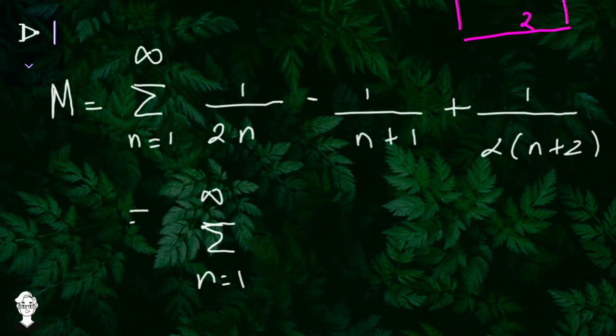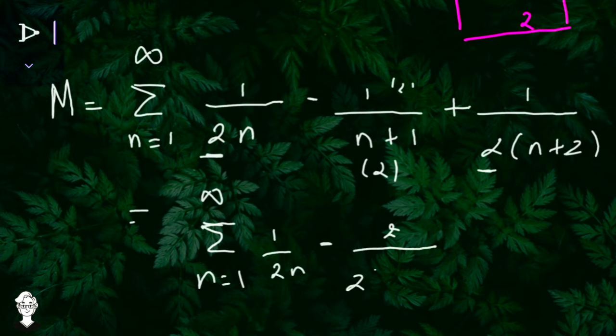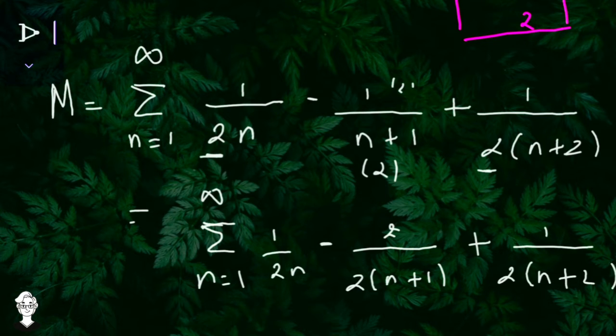Now what I will do is, 2 is present over here, 2 is present over here, but not here. So I will take 1 upon 2, means multiply 2 over here also in the numerator and denominator. So 1 upon 2 times n, minus 2 upon 2 times (n plus 1), plus 1 upon 2 times (n plus 2), and that is the value of m.